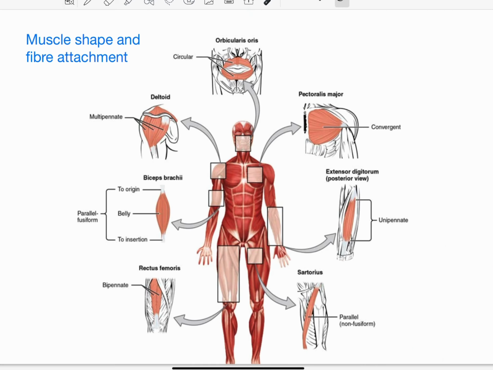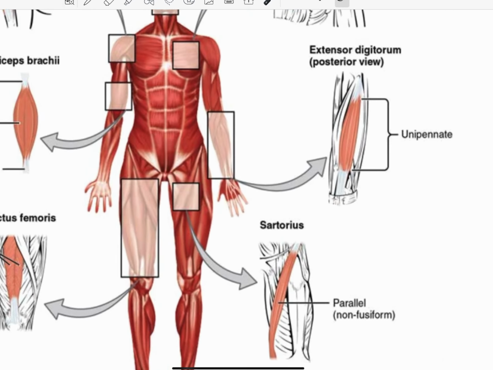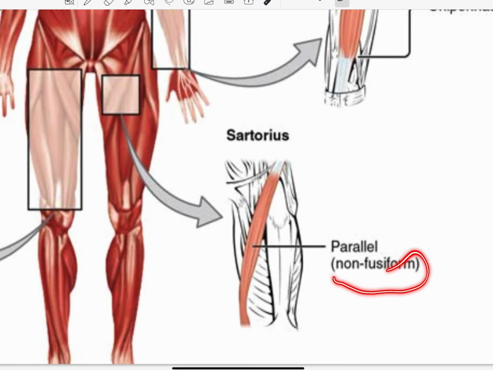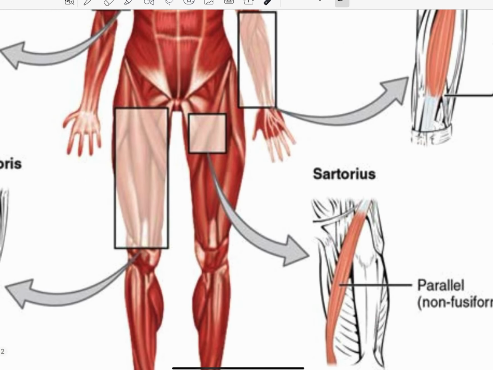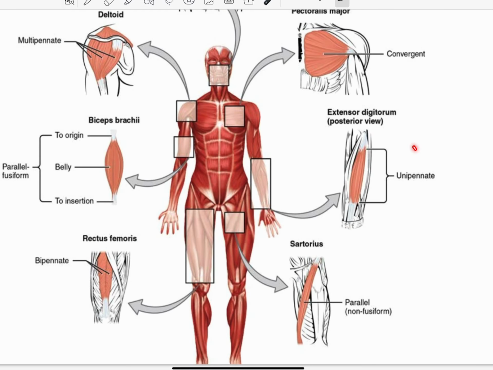Let's move over and have a look at another one. Here is a parallel, and this is non-fusiform. Remember, fusiform meant that it was thin at one end, thin at the other, and the middle is the belly. Here it's parallel but non-fusiform because the fascicles are running parallel to each other, but you notice that it is sort of the same width all the way from top to bottom. There is no belly of the muscle. This example would be the sartorius, this fabulous muscle that runs from lateral to medial. There is the sartorius.